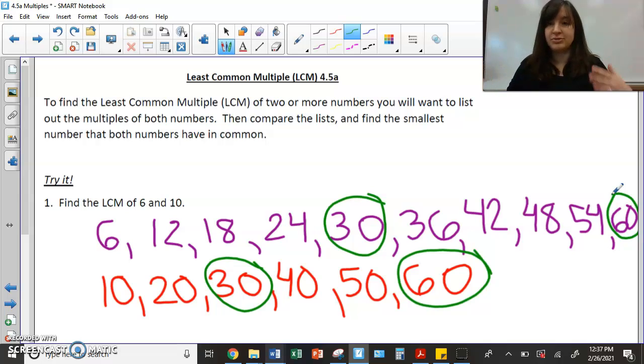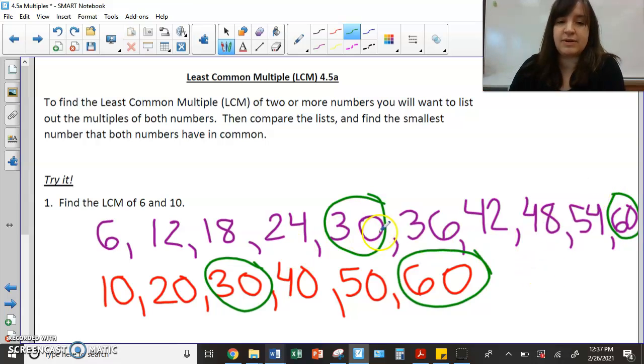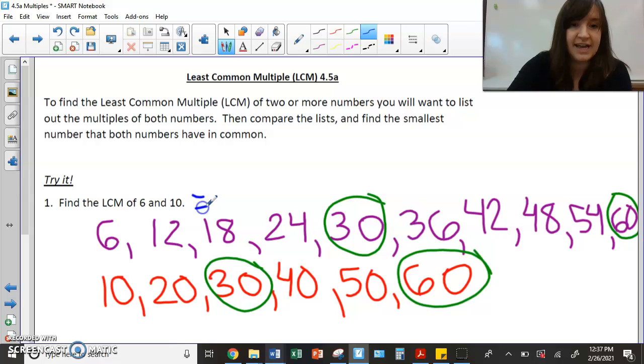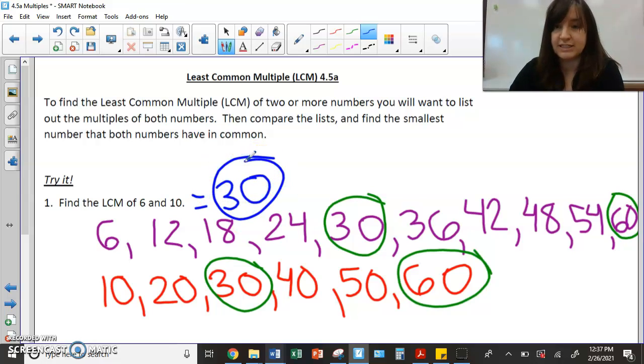So you're going to have more than one multiple in common with two different numbers, okay? So in this case, we have 30 and we have 60. But if we're finding the least common multiple, we're finding the smallest one of the list that we can find. So the smallest one they have in common is 30. So our least common multiple of 6 and 10 is the number 30. That's our answer for our least common multiple.